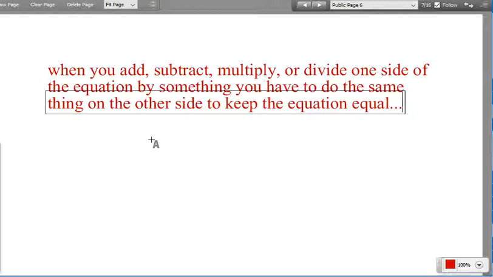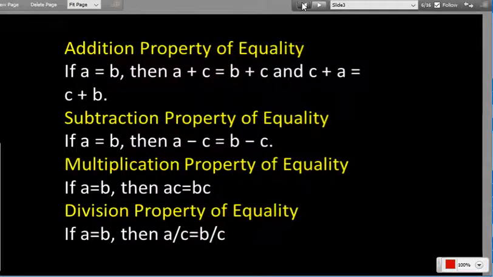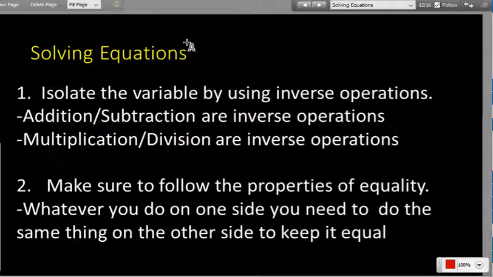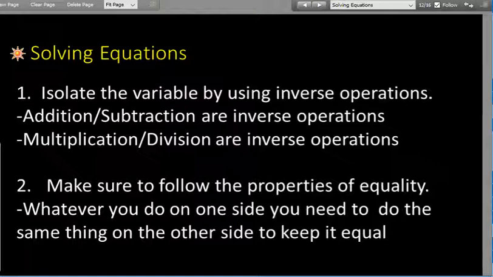So if you add something to the left side, you have to add that same thing to the right side. If you subtract something from the right side, you have to subtract that same thing from the left side. If you multiply the right side by something, you have to multiply the left side by that same thing to keep it equal. Okay? Whenever you are solving equations, whatever you do to one side, you have to do the exact same thing to the other side to keep it equal. Okay, so our properties of equality, we know how important those are. The next thing that we need to talk about is how we actually solve an equation.